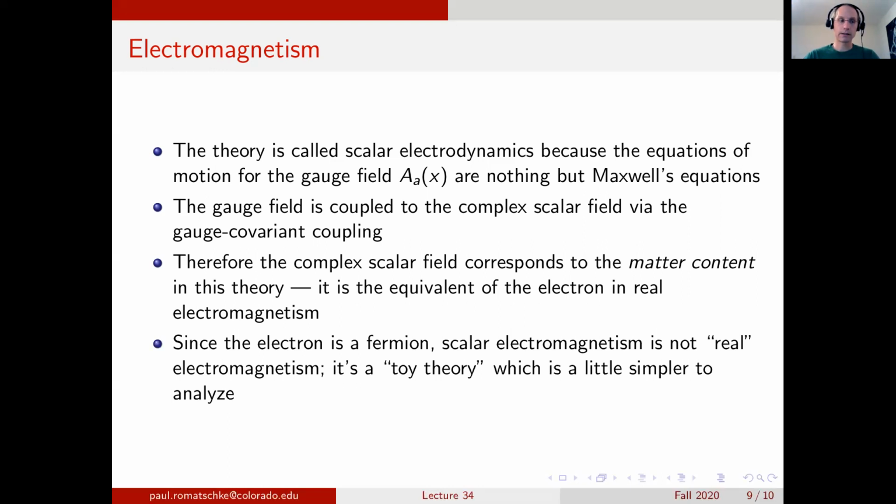The electron field in quantum field theory would be a fermionic field because it's spin 1/2. Scalar electromagnetism is not a real theory as realized in nature. It's a toy theory, and as such, it is a little simpler to treat than the real thing, but it carries many properties of real electromagnetism, which we would like to discuss in the following.